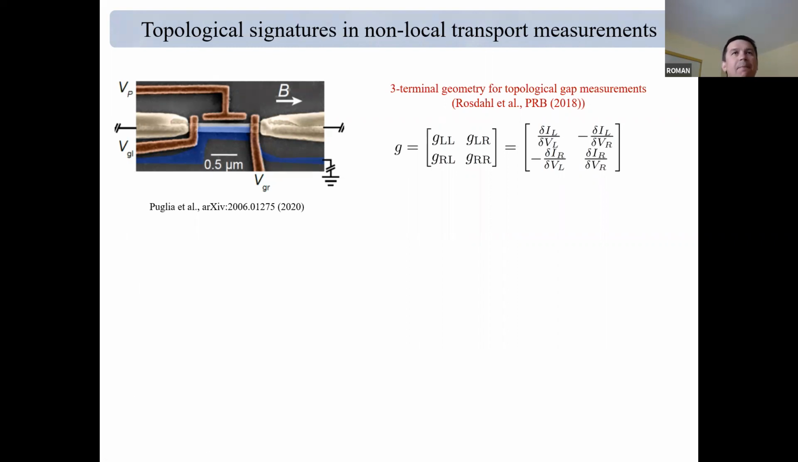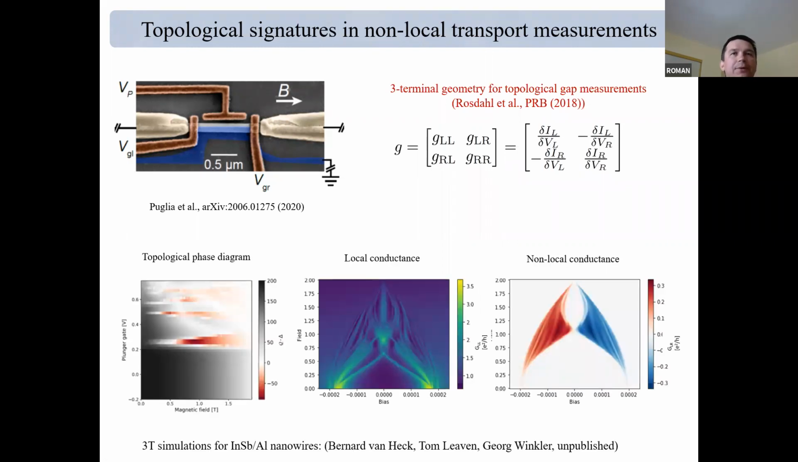So here, for example, are results from my colleagues at Microsoft showing the phase diagram for indium antimonide aluminum nanowires, and then local conductance, and then also non-local conductance. So you can see that in local conductance, there is a mess. So there are lots of subgap states, and not all of them are topological.